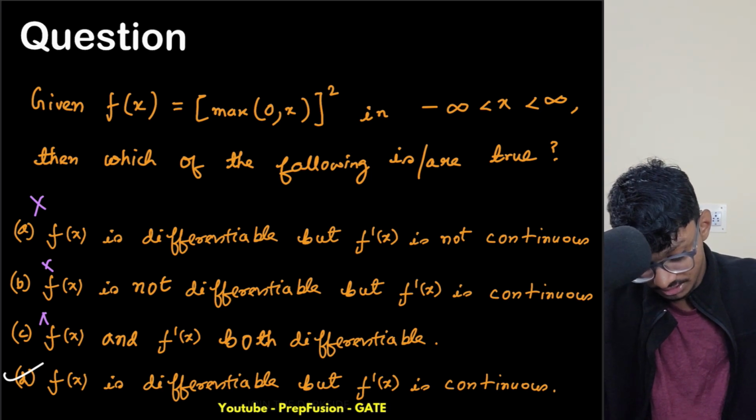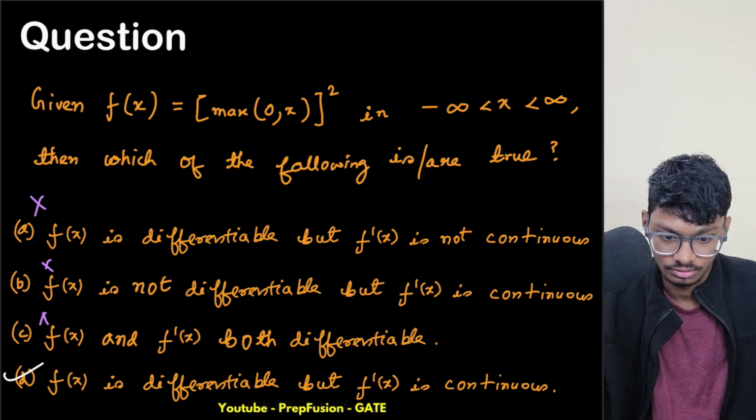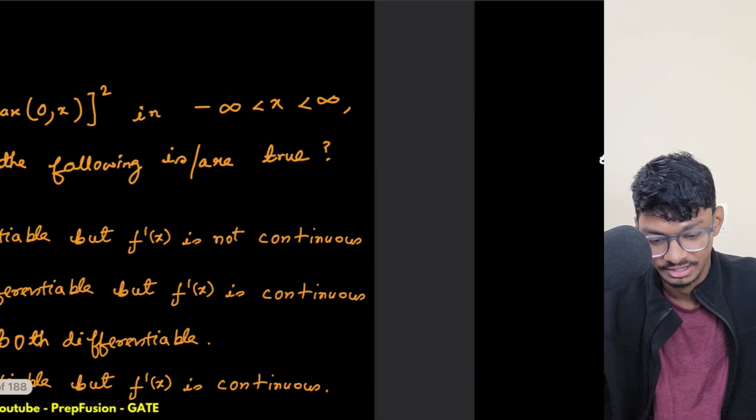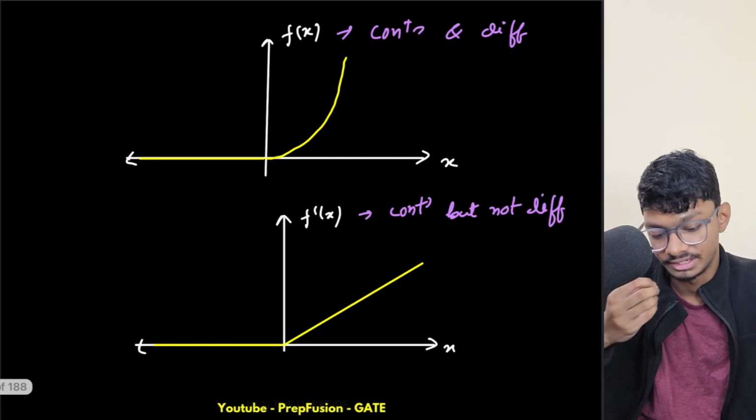But first, for that, you obviously have to see whether one of them is true. If one of them is true, then definitely the other one will also be true. Still, you have to check this option, so you have to draw the graphs. So how to do it simply, by the definition method.